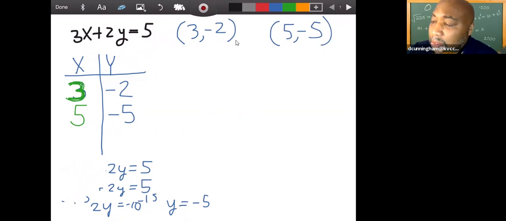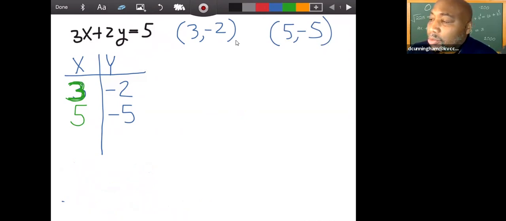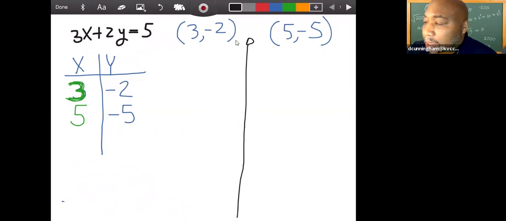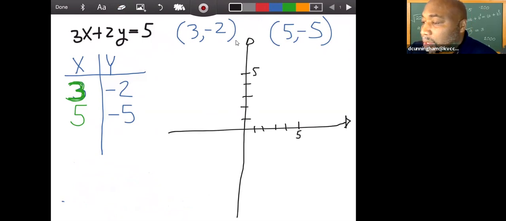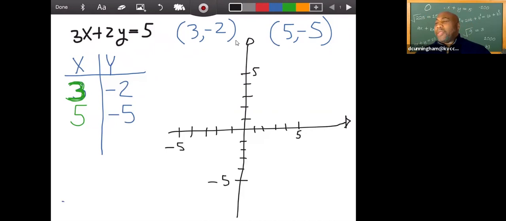Now to graph this, we're going to create that X and Y axis. So let's see if we can do that here. I like to have my Y, my X. I'm going to label it 1, 2, 3, 4, 5, and the negative side 1, 2, 3, 4, 5. And so I like to write my axis X and Y.